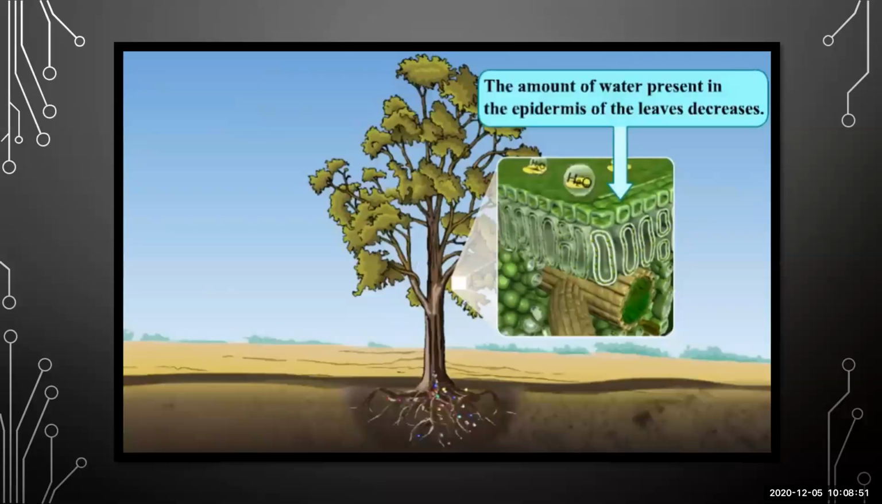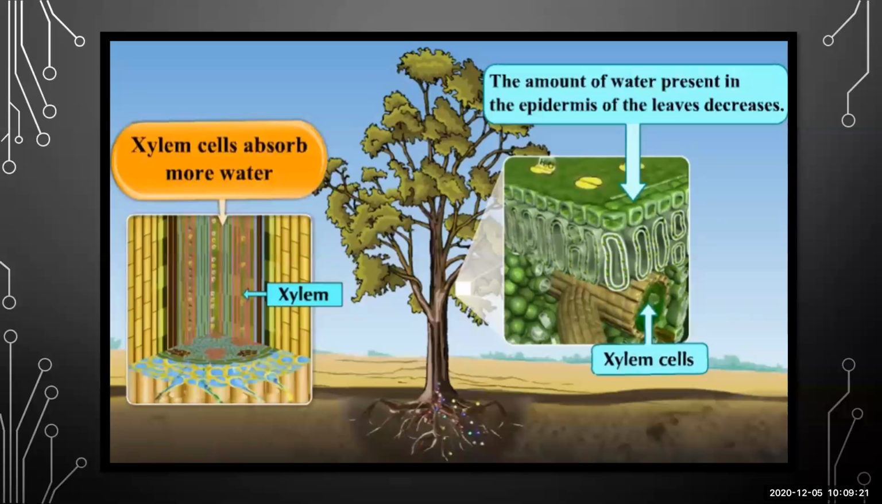The amount of water present in the epidermis of the leaves decreases, and the guard cells control the opening and the closing of the stomata. The transpiration occurs through the stomata. Water is released into the atmosphere by leaves through the process of evaporation. As a result, the water level in the epidermal layer of the leaf decreases. Now, water is brought up to the leaf through the xylem so as to compensate for the loss of water.